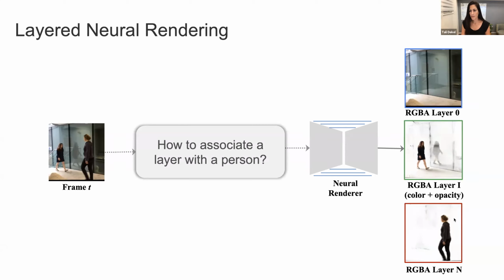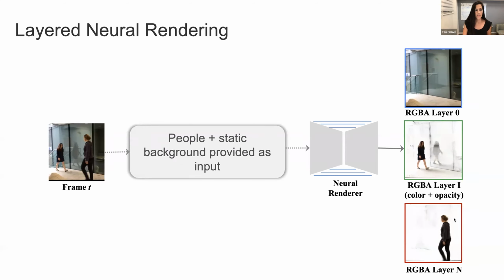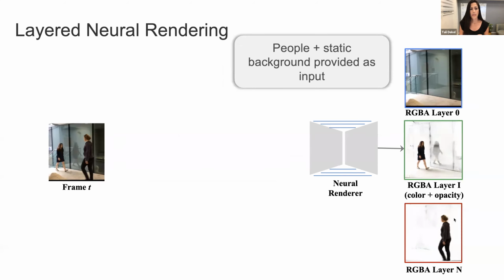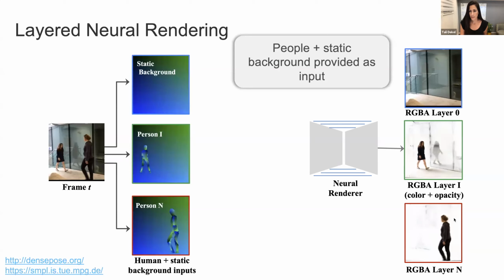How do we tell the network to place the left person in the first layer? The way we do this is by representing the people and a static background explicitly and providing it to the network as input. These days, there are plenty of methods that can be used to compute geometry and appearance of people in images and videos. We were able to use off-the-shelf techniques like DensePose in combination with our own techniques to create a representation of people and a static background that we pass into the network.